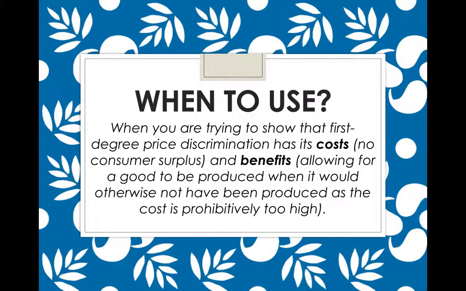So when do we use the diagrams that I've talked about in this video? You use the diagram illustrating first degree price discrimination when you're trying to show that first degree price discrimination has its costs, meaning that because the firm is able to charge the maximum price that consumers are willing and able to pay, consumers have no consumer surplus. And you use these diagrams when you're trying to show that first degree price discrimination also has its benefits, in the sense that it allows for a good to be produced, especially when this good would otherwise not have been produced if the cost of production is prohibitively too high.